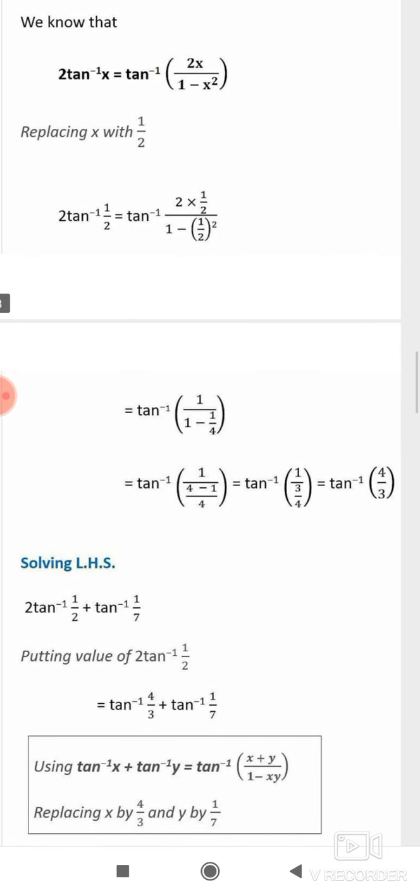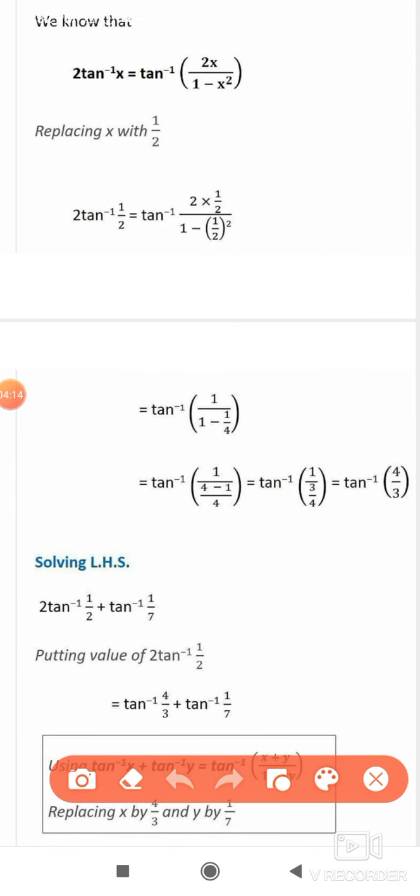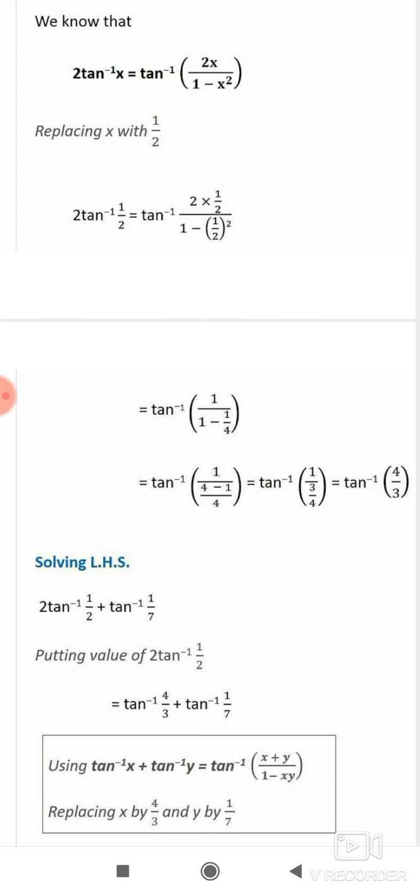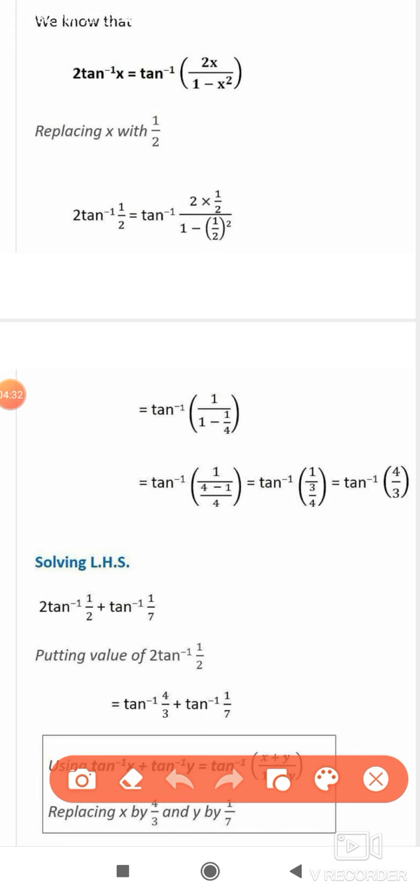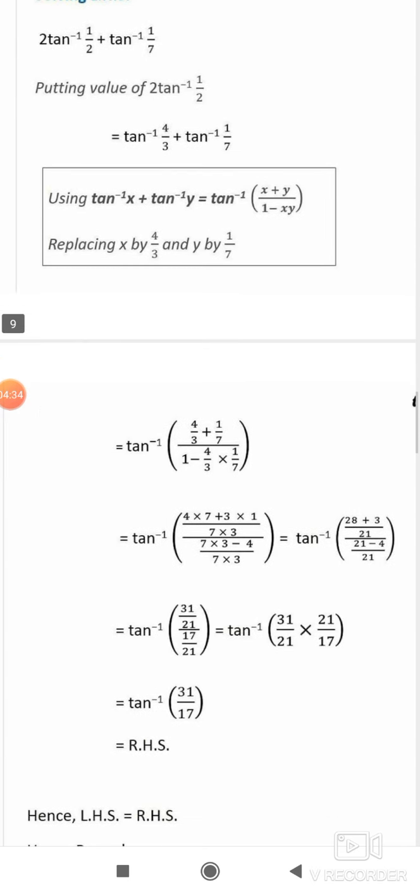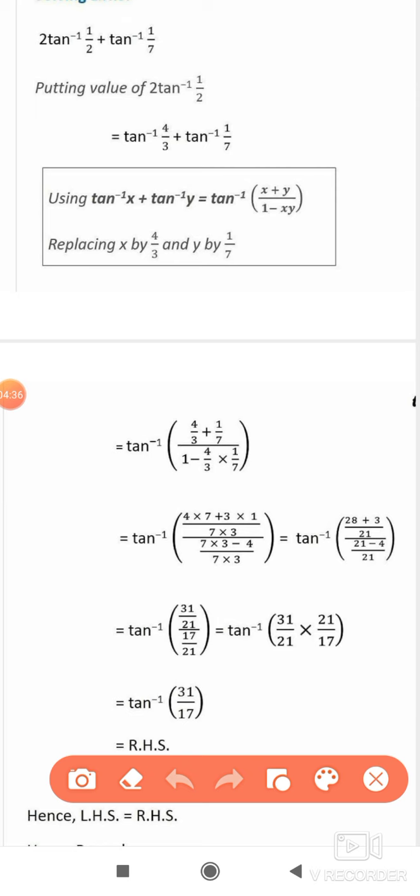So tan inverse 4 by 3 it is. Solving the left hand side, put this value in place of this value. Tan inverse 4 by 3 plus tan inverse 1 over 7, and the tan inverse x plus tan inverse y formula we will apply over here. After applying that formula, tan inverse of (4 over 3 plus 1 over 7) divided by (1 minus 4 over 3 into 1 by 7). After solving all these, for 3 and 7, the LCM will be 21.